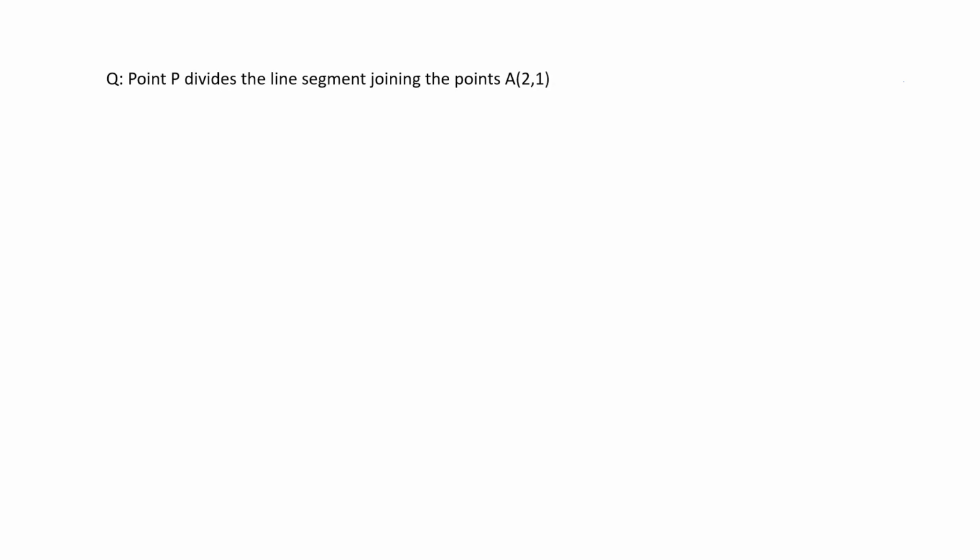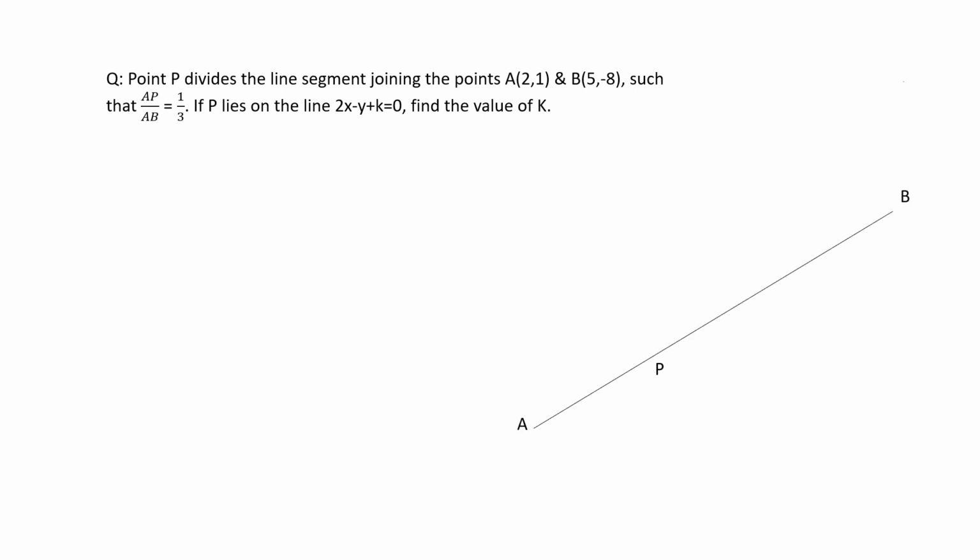Point P divides the line segment joining the points A(2,1) and B(5,minus 8) such that AP by AB equals 1 by 3. If P lies on the line 2x minus y plus k equals 0, find the value of k. So here is the picture.